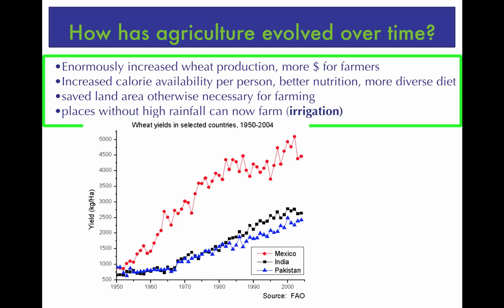It also increased the calories that were available per person. So not only are people not starving, but when you have greater access to crops like wheat and rice, there's a greater calorie consumption, which leads to generally better nutrition for people. It also provided a more diverse diet in some senses because people were able to eat more food.